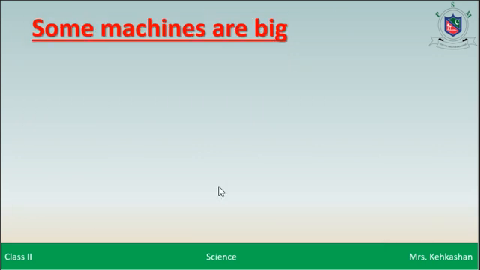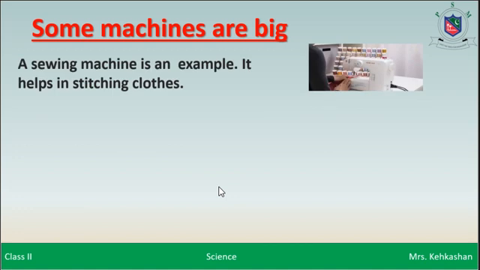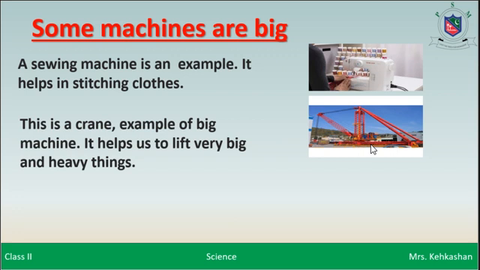Some machines are big. Can you give me an example of a machine that is big? Yes, bulldozer, microwave oven, etc. Okay, you can see a machine on your screen. This is a sewing machine. It is an example of a big machine. It helps us in stitching clothes. This is a crane. It is an example of a big machine. It helps us to lift very big and heavy things.